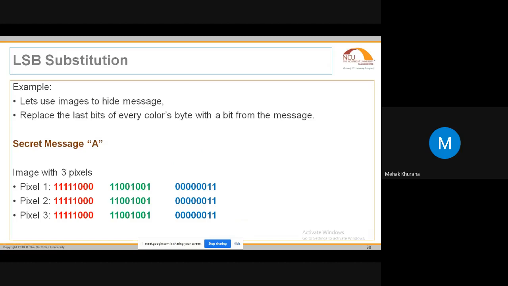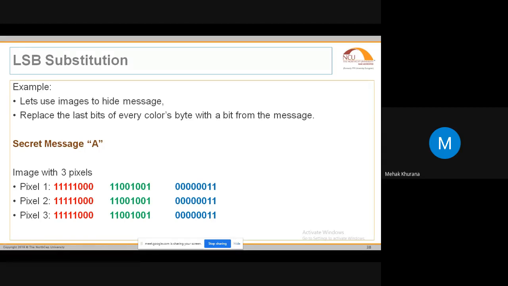Now, coming to the example of the LSB, I'll demonstrate how we can make changes in the LSB. Let's take an example of a secret message. I have a secret message A, and I have an image which has these 3 pixels. I am taking only 3 pixels because I am going to represent A in the form of 8 bits. I'll show you which 3 pixels I have taken. I've selected 3 pixels with the same intensity.